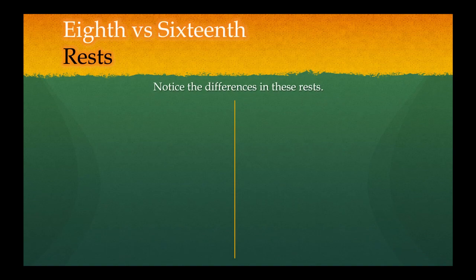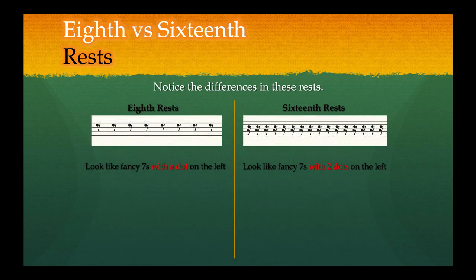Now let's compare 8th rests to 16th rests. Notice the differences. 8th rests look like fancy 7s with a dot on the left. 16th rests look like fancy 7s with 2 dots on the left. 8th rests get 1/2 a beat each of silence. 16th rests get 1/4 of a beat each of silence.